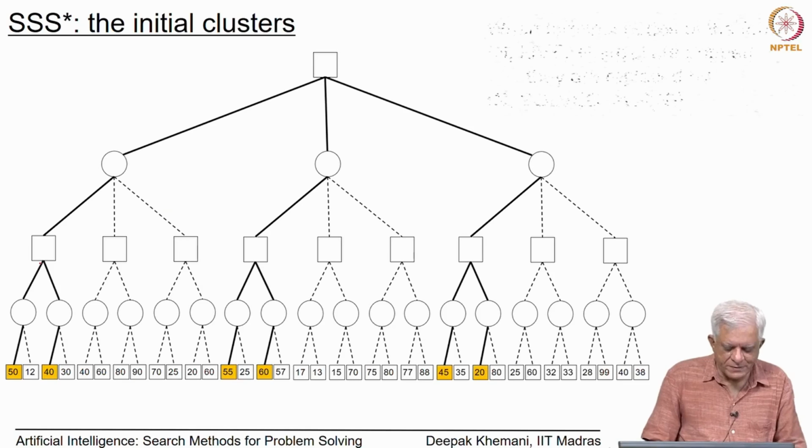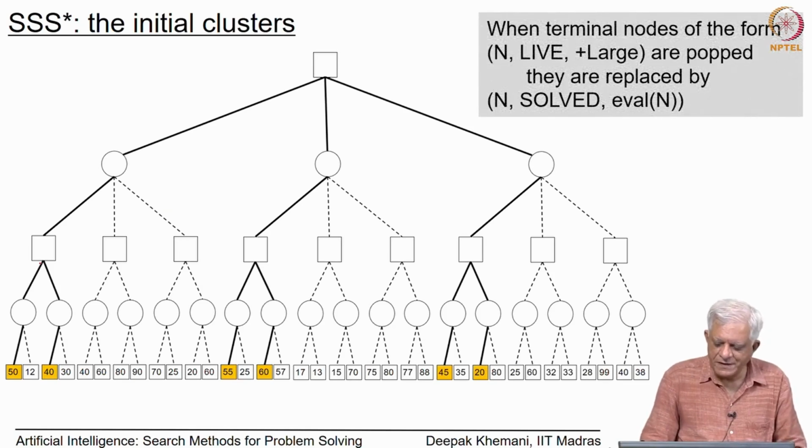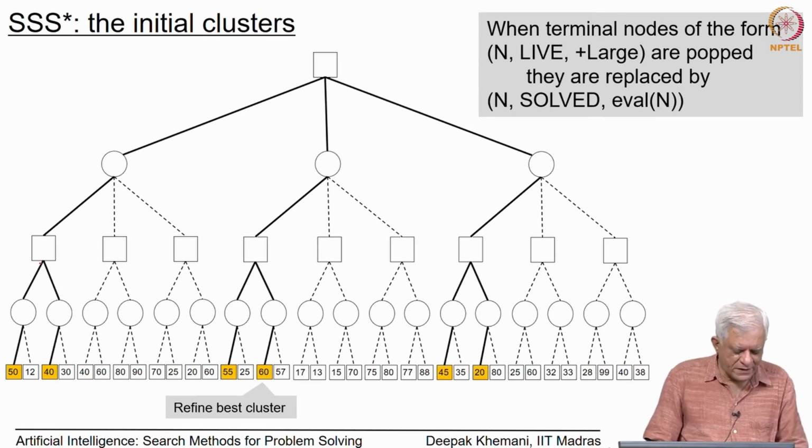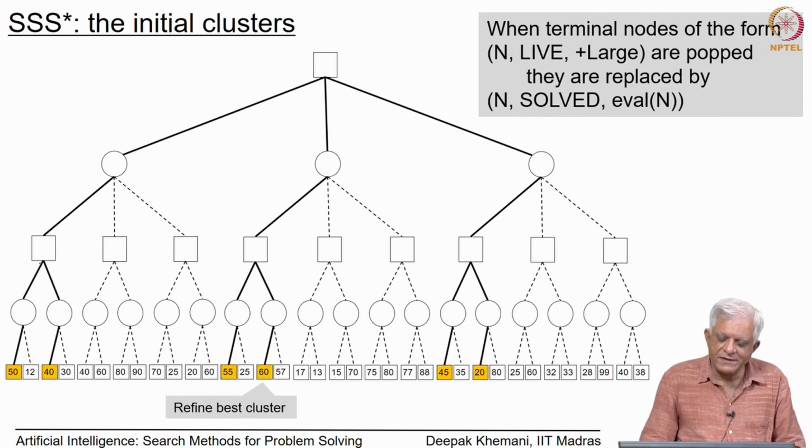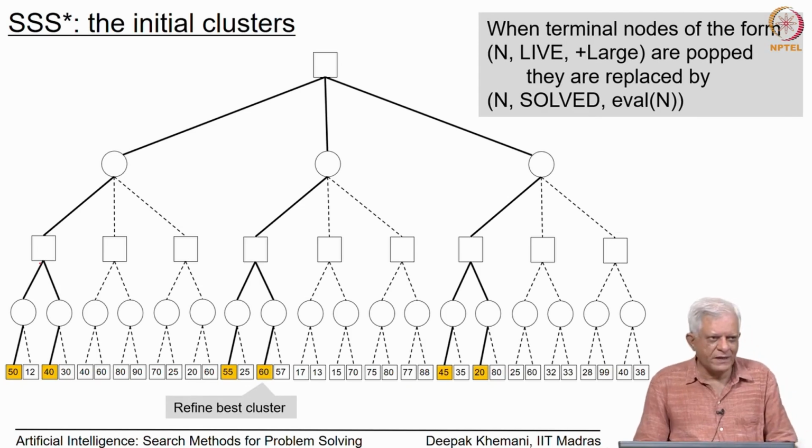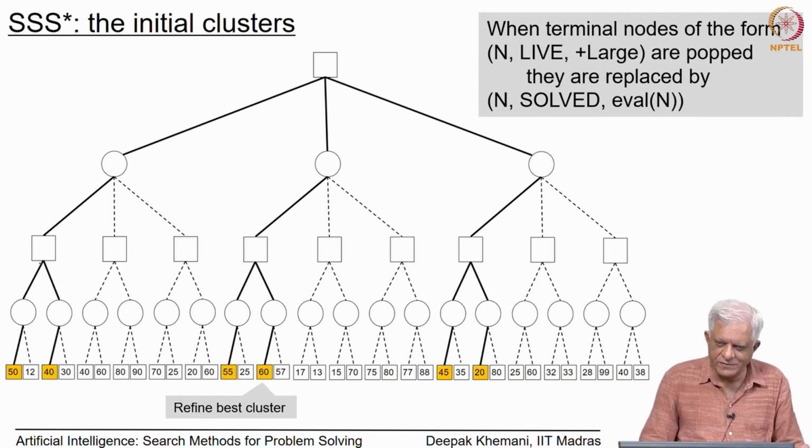So, we have seen that this process gives us a set of clusters, and when we reach the leaf nodes, then we replace them with their evaluation function values, and you can see in this particular example that the values are the ones which are colored orange. So, there are 6 clusters here, and the values are 50, 40 reading from left to right, 55, 60, 45, 20. And then in the backward phase where we are popping a solved node, all these 6 nodes would be labeled as solved, and these are the only 6 nodes which will exist in our priority queue.